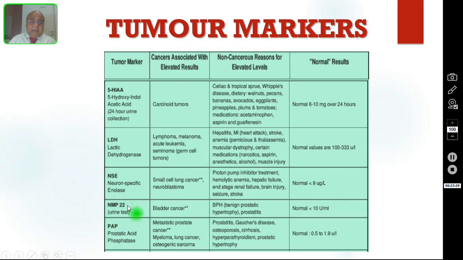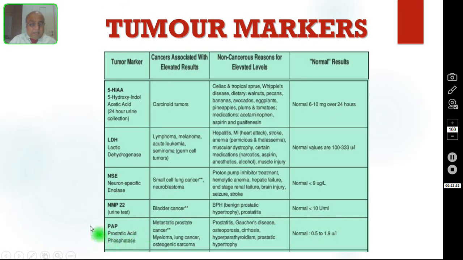The next tumor marker is NMP22. This you have to test in the urine. This is positive in bladder cancer. But this is also positive in BPH, benign prostatic hyperplasia, and prostatitis also. The normal value is less than 10 units per ml.